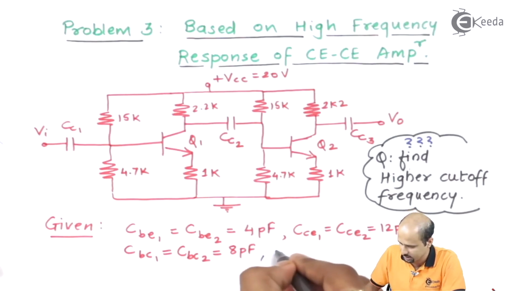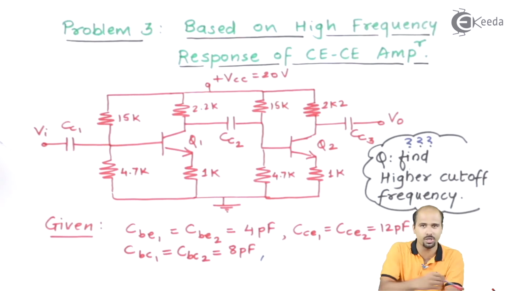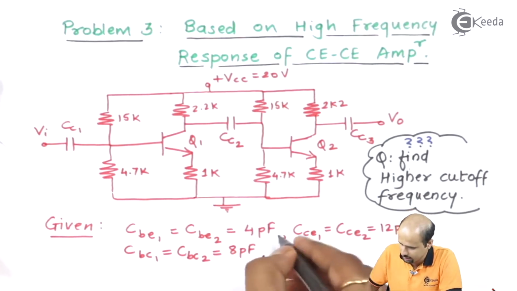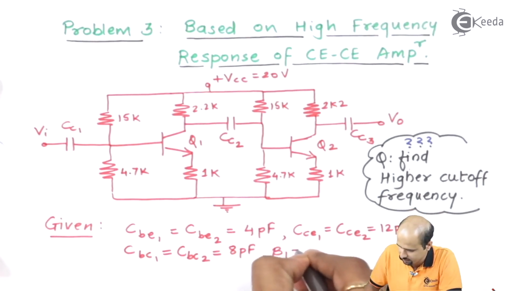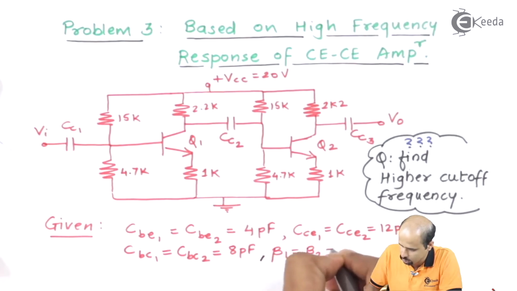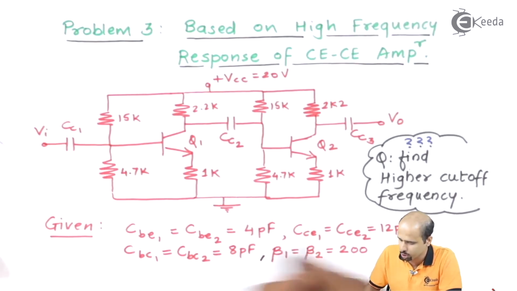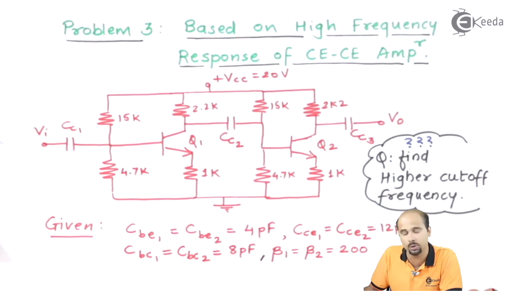Let's see, we will include some given values, that is beta 1 equal to beta 2 equal to, let's say, 200. So for both the transistors, the current gain beta 1 and beta 2 is equal to 200, with which we will move towards finding the higher cutoff frequency.